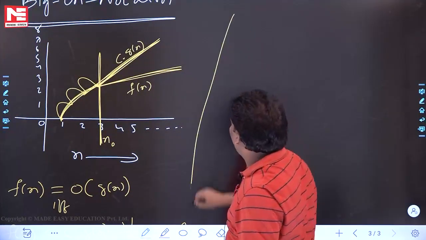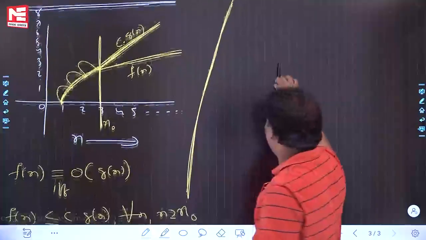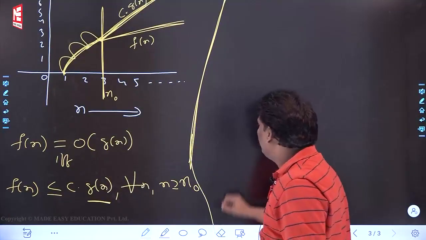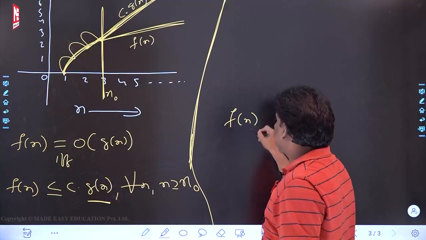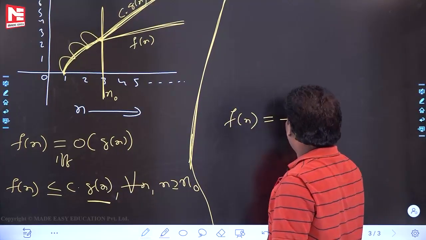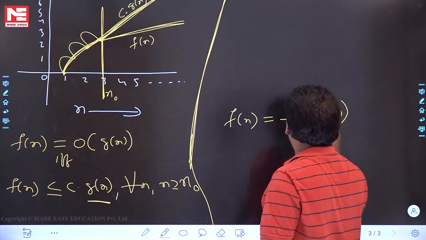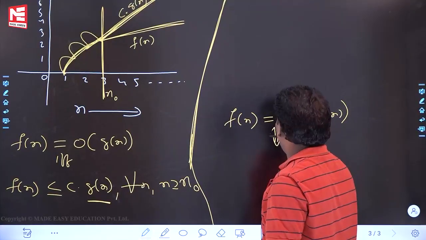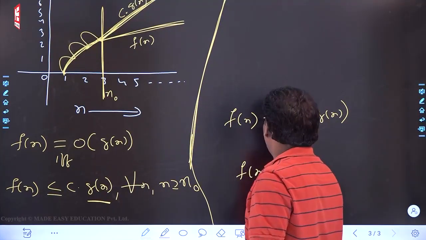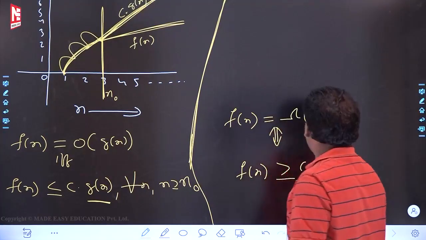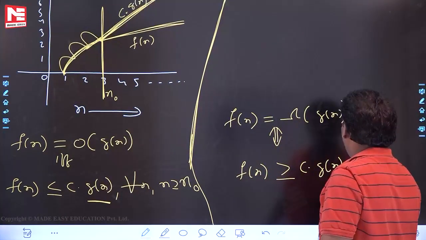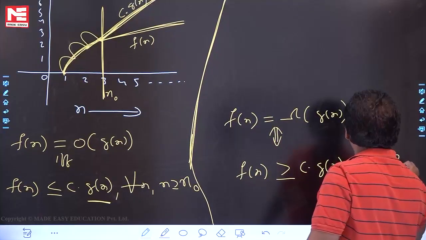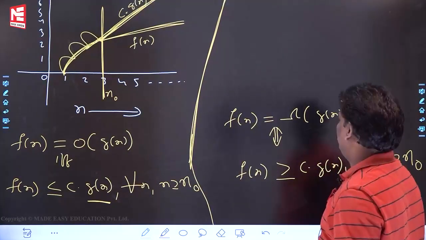Can you tell me what the meaning of omega is? Same story. Let me write omega now. Please see: f of n is omega of g of n if and only if f of n is greater than or equal to some c into g of n for all n, where n is greater than or equal to n0, right?